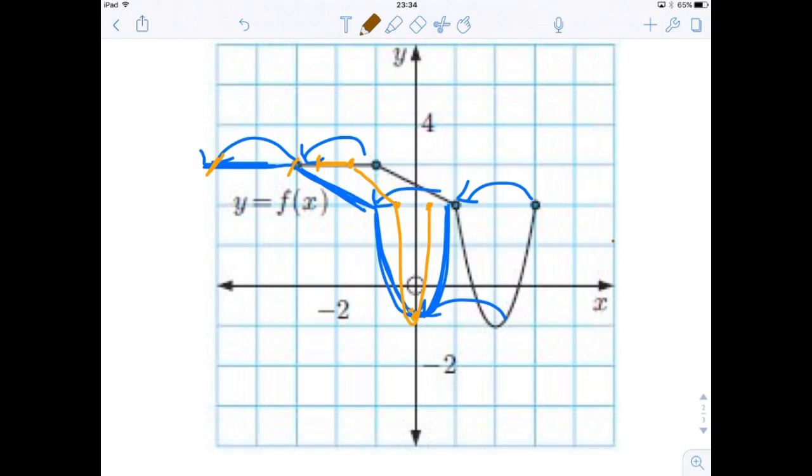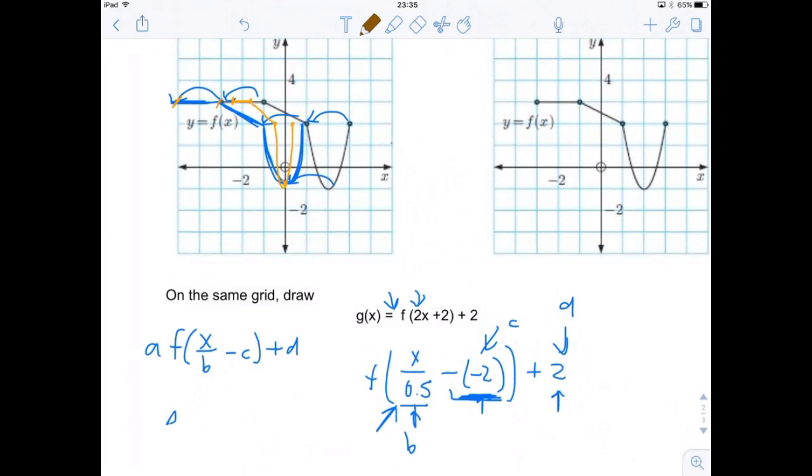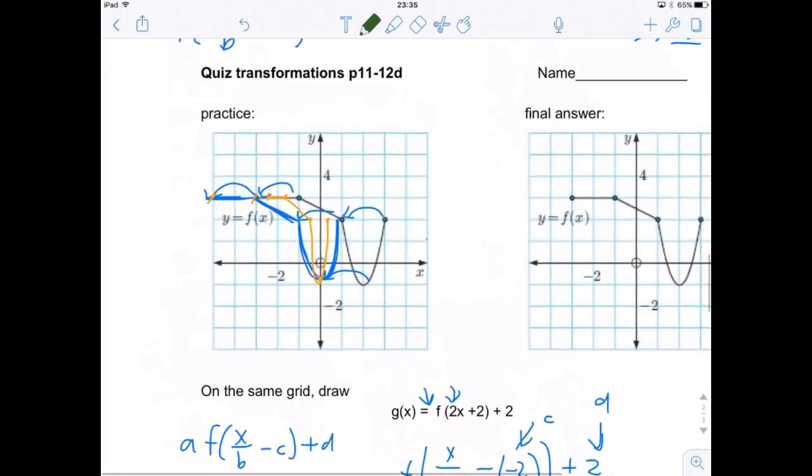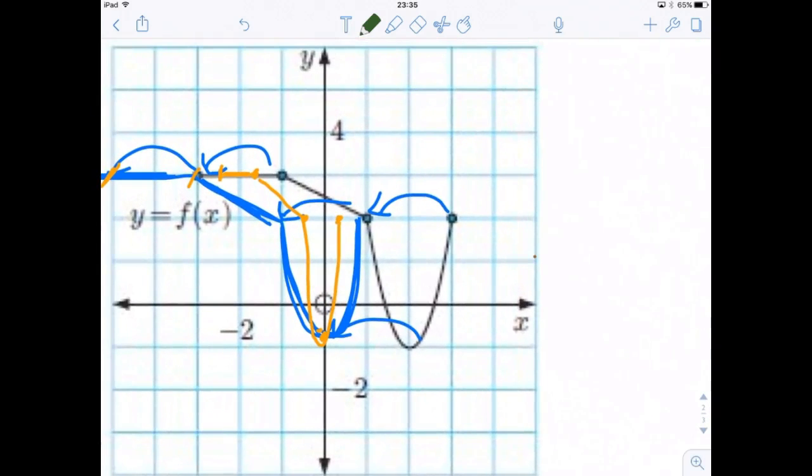Okay? So there is our next transformation, where I made everything half as far away from the y-axis because it's a horizontal compression. Last of all, I'm going to do a vertical translation up with the d value. And so to do that, I'm going to take every single one of these orange points and move it up 2 units.